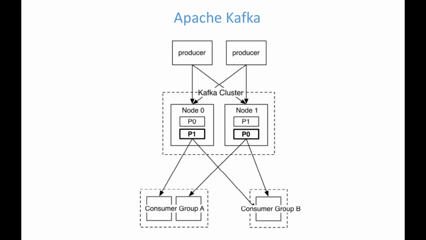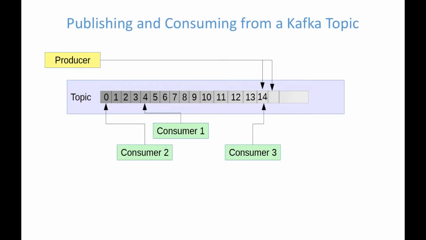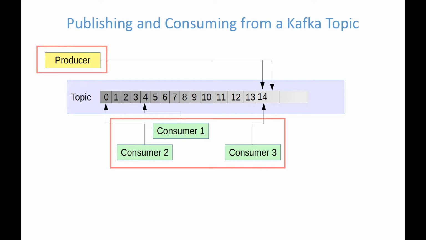It is architected as a cluster of one or more nodes. A stream of records is called a topic. A producer can publish messages to a topic. A consumer can subscribe to a topic and consume the messages that were published. Kafka manages the distribution of messages and the assignment of consumers.